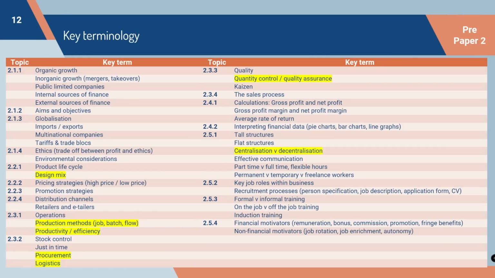Productivity and efficiency is a really key term to know the difference between. Productivity is about the quantity that you produce. Efficiency is about making the best use of your resources. I always use the same example, the one I use in the revision video, of two basketball players.